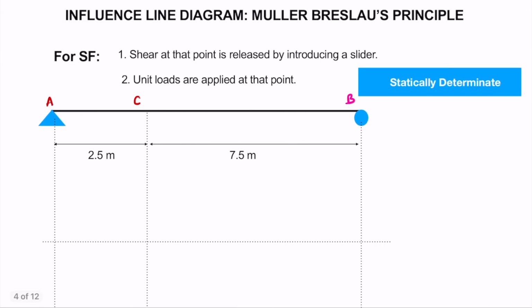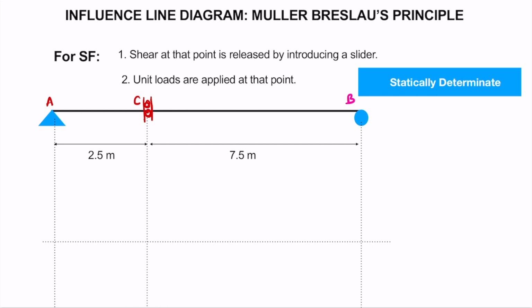Now let's see how to find the ILD for shear force at a particular point. Suppose we need to find the ILD for shear force at point C. The first step will be, we will release the shear at that particular point, here the point is C, by introducing a slider. So we will introduce a slider here which can move freely in the vertical direction.